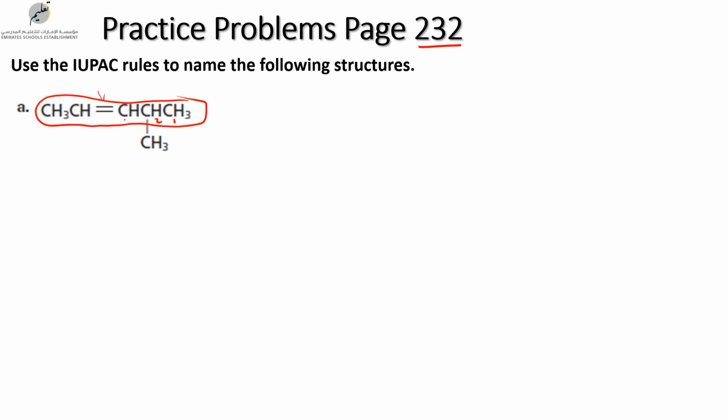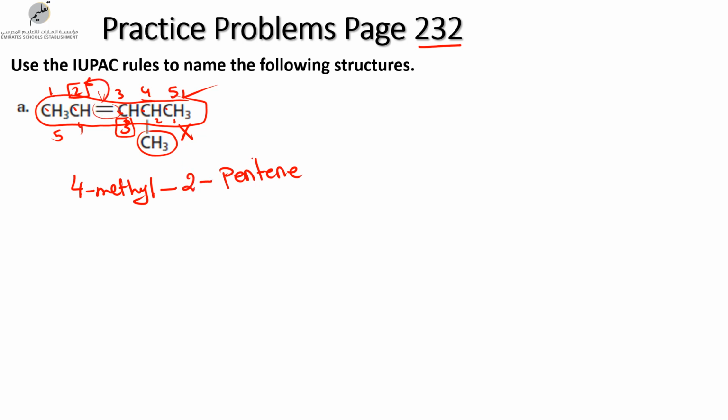How do I give names? I can start 1, 2, 3, 4, 5 or 1, 2, 3, 4, 5. Which one gives the lowest number to the double bond? Up here, it's going to be carbon 2. Down here, it's going to be carbon number 3. So this one is wrong, this one is correct. I have 5 carbons, so the name is going to be pentene. Now, I have a methyl group at position 4, so I'll say 4-methyl. What's the location of the double bond here? It is 2, right? So 2-pentene.